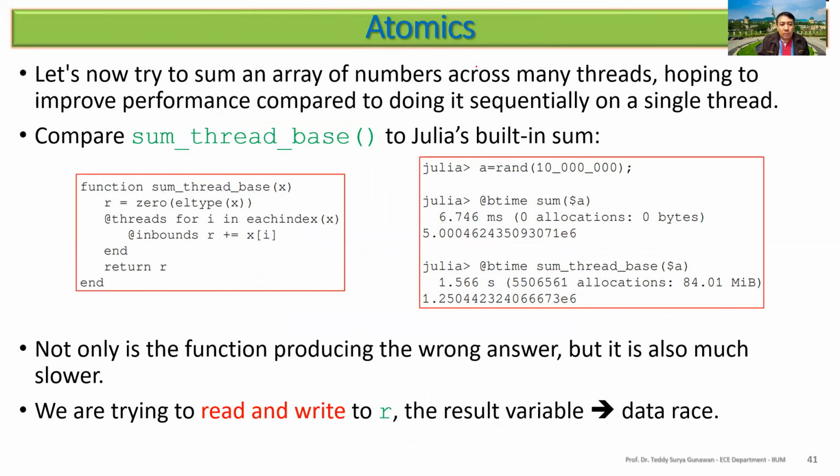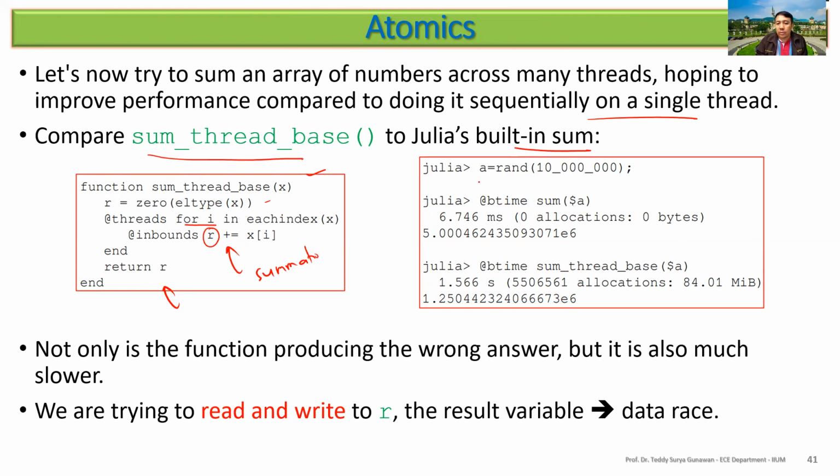Now let's see here. If you want to sum an array of numbers across many threads, hoping to improve performance compared to doing it sequentially on a single thread, we now have the summation. Let's see how we do summation. So compare sum thread base to Julia built-in sum. For example, this thread base: you are doing loops here, then you have inbounds r plus, so you're doing the summation, then after that return r.